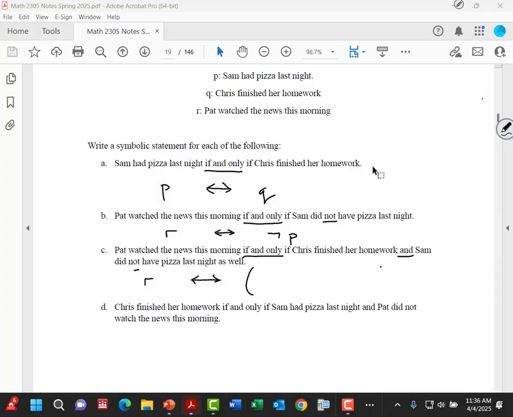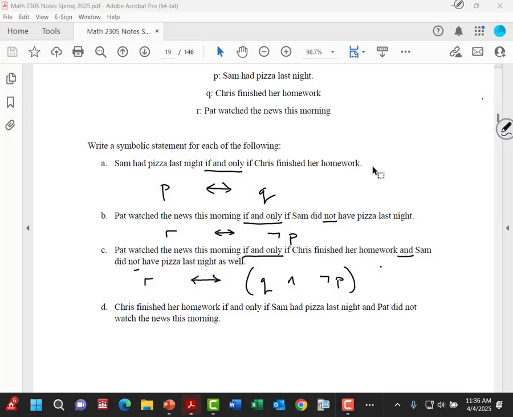So how would I write this? And I'm going to need to incorporate the parentheses right here. This would be Q and not P. If and only if Chris finished her homework, Q, and Sam did not have pizza, that would be not P.